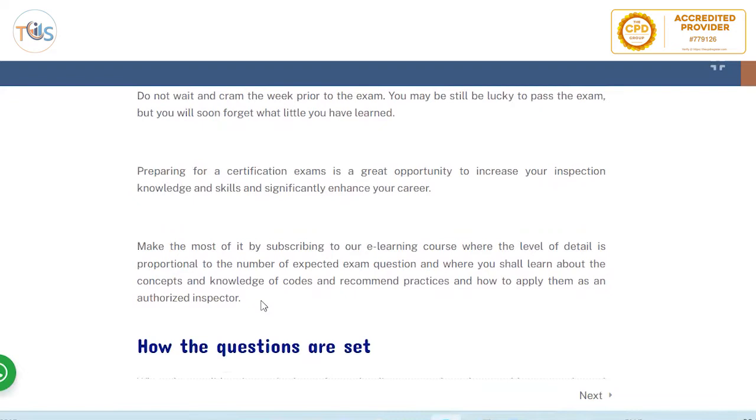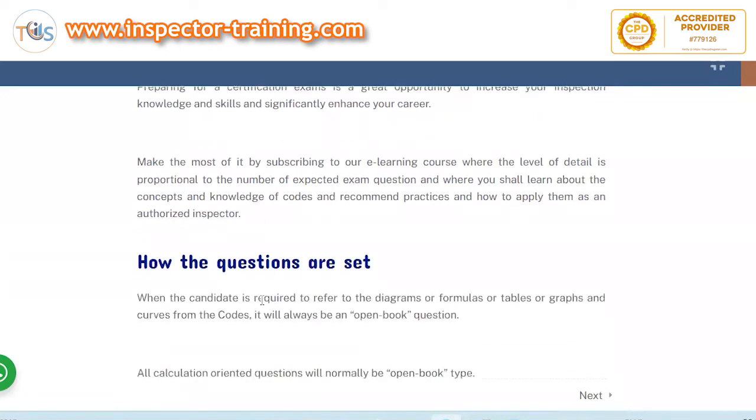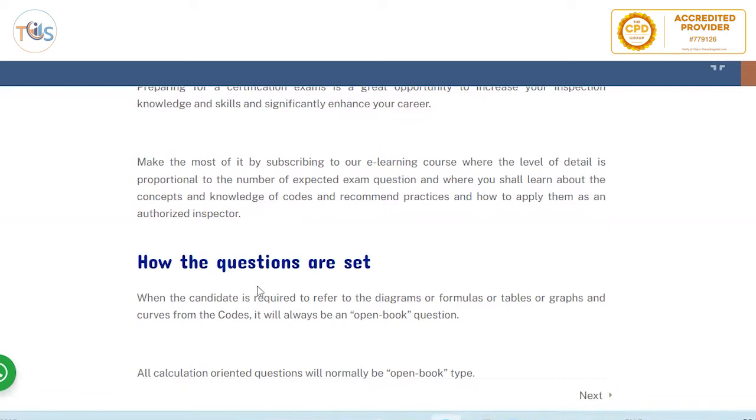It's a great opportunity also to increase your inspection knowledge and skills, not only passing the exam, and obviously the certification would greatly enhance your career. You can study our first and second module for free, and remember that your proportion of the time spent is on the expected number of the question that we have devised here, and you shall learn about the concepts and knowledge and the codes and recommended practices and how to apply them.